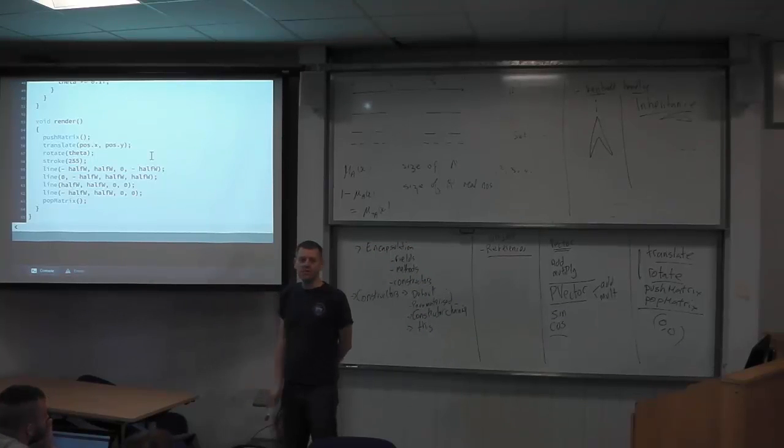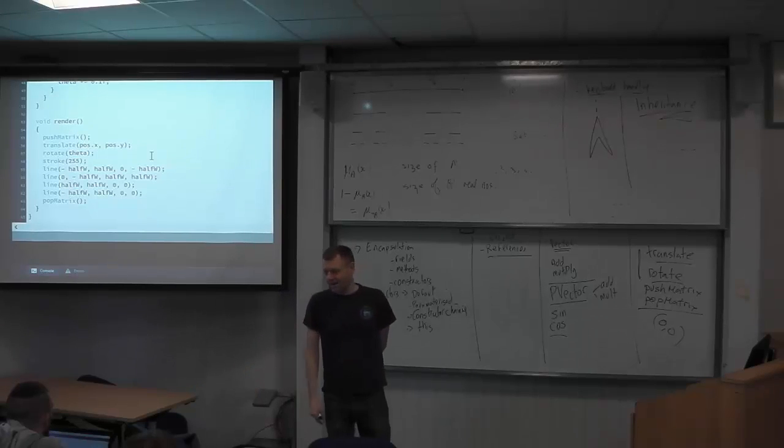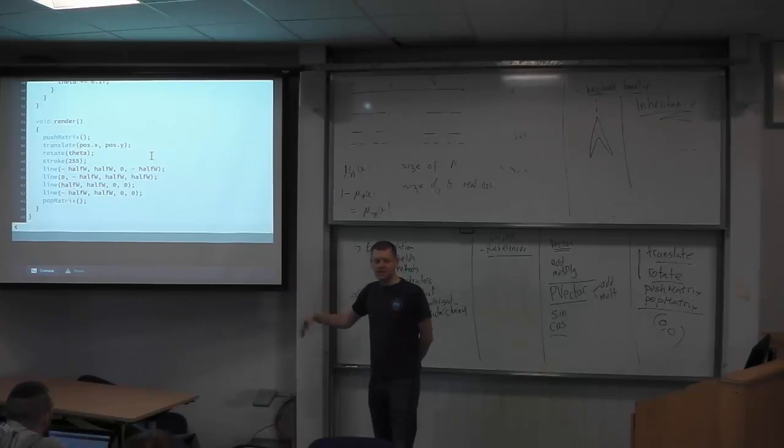Interestingly, why it's called push matrix, would anyone like to hazard a guess as to why it's called push matrix? Why isn't it called just push? Or why isn't it called push translation rotation? Because it stores somewhere in the matrix. Absolutely. Okay, gold star. So that's how translation and rotation works.